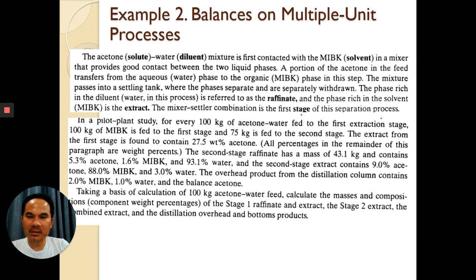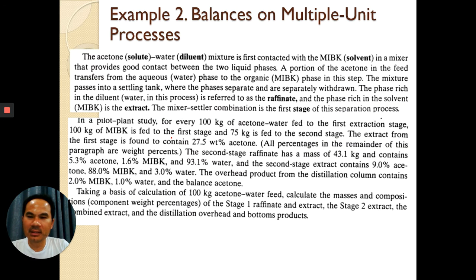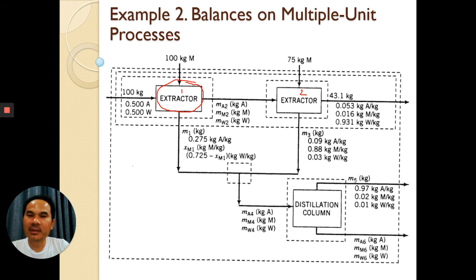From this statement, we conclude in this flow chart that we have 100 kilograms of feed to the first extraction step. We add 100 kilograms of M and mix together. And then the output has two streams. This is raffinate phase 1.